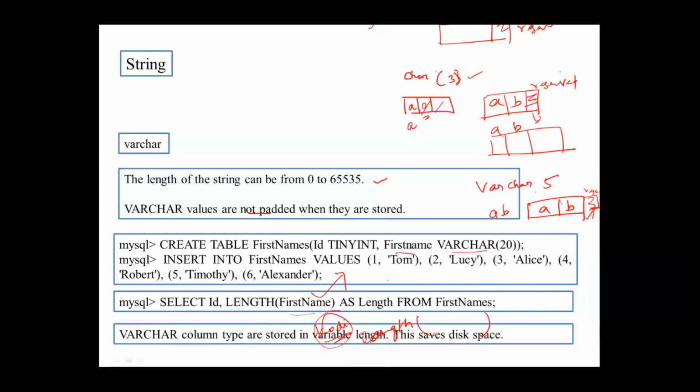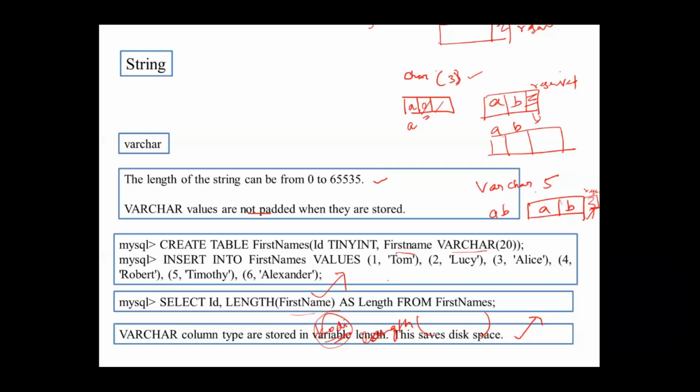Any doubts till now? Varchar columns are stored in variable length. This saves space. You can understand that, no? If it is less, then other spaces can be used. Whereas character is fixed length. Is character and varchar clear? Can you tell me? Then I will show about this length. With that, we'll finish it.